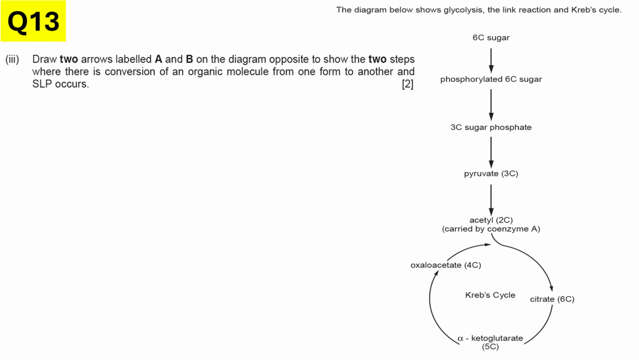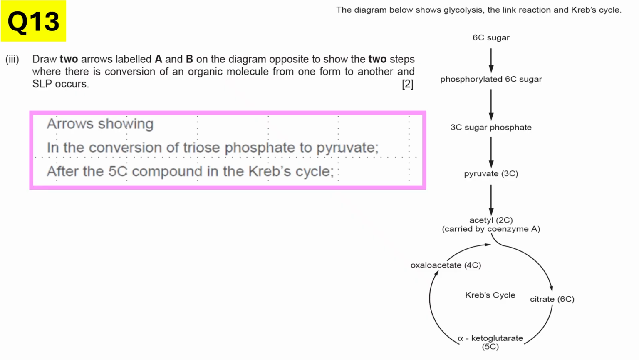So the third part to this question asks us to draw 2 arrows, and we are going to label them A and B on the diagram to show the 2 steps where substrate level phosphorylation does take place. So if we look at the picture, we can see hopefully that the 3-carbon sugar in glycolysis is going to be oxidized. We know that 3-carbon sugar with a phosphate on it is triose phosphate, and we know it loses hydrogen by dehydrogenase. We also know the phosphate from triose phosphate is combined with ADP to make ATP.